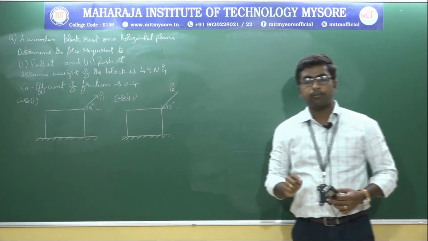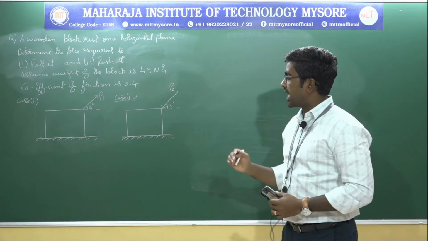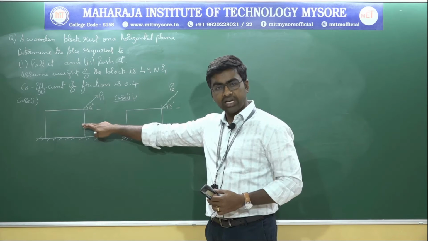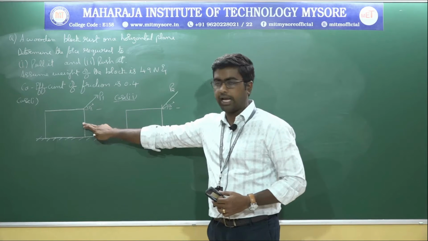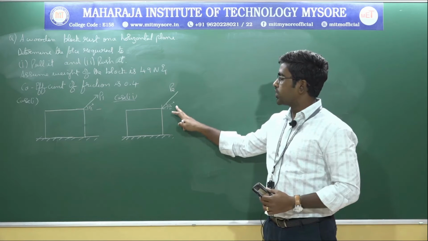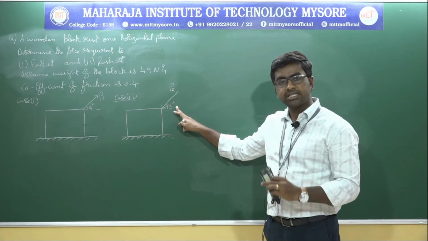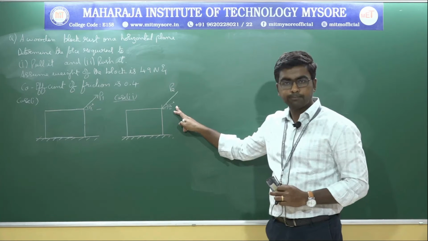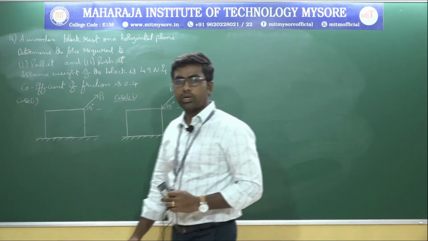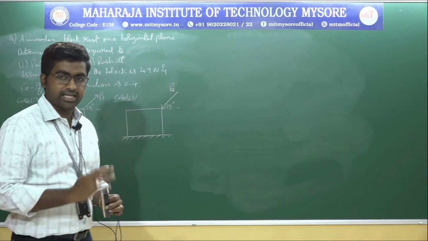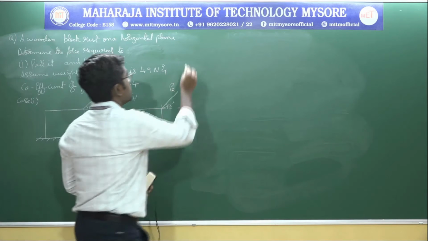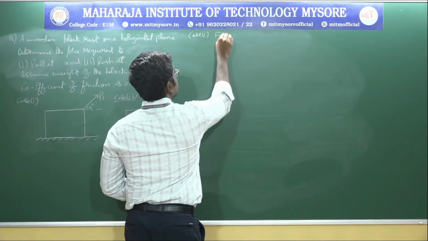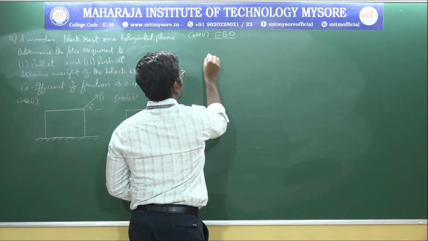So in this particular problem, there are two cases. I need to calculate what force is required to pull this block of weight 49 Newton which is resting on the horizontal plane. In the second case, I need to calculate what force is required to push the same block which is resting on the horizontal floor, right? So in order to solve this, I need to write the free body diagram for both the cases separately, right? So for case 1, first let us write the free body diagram.